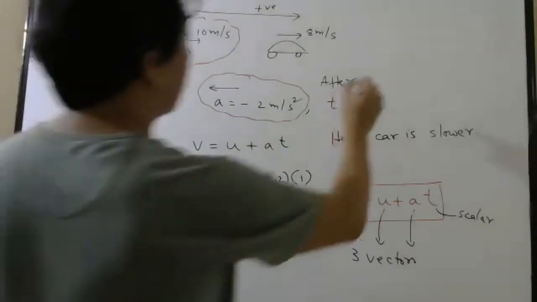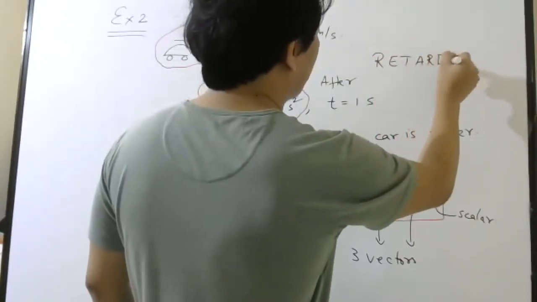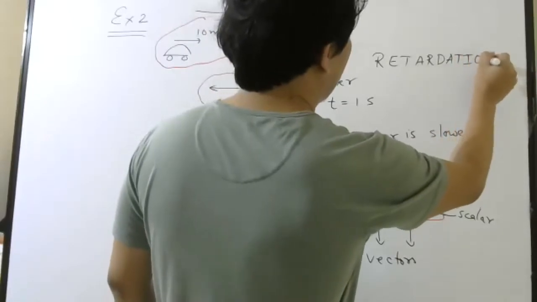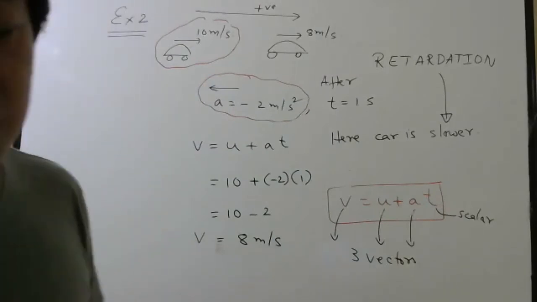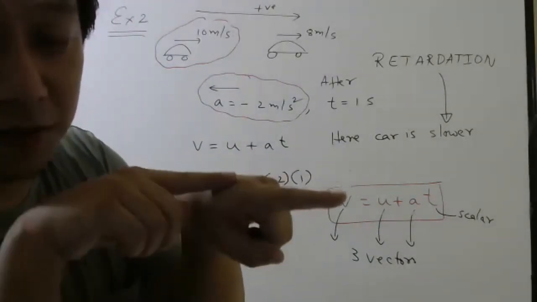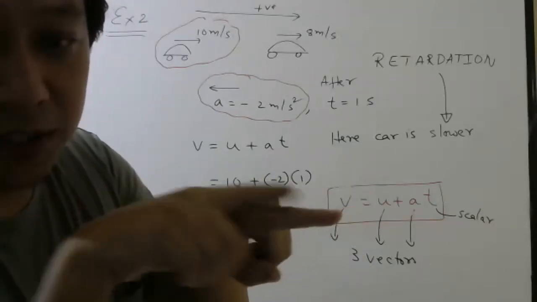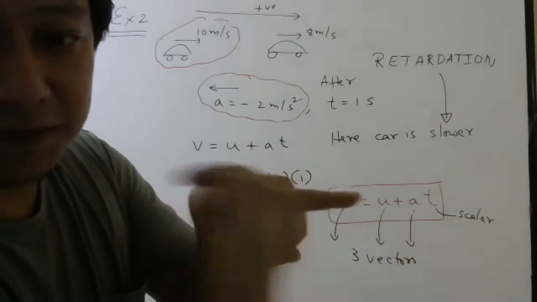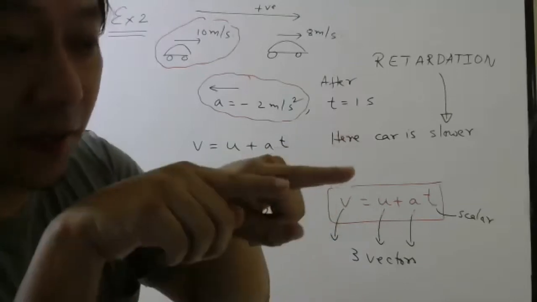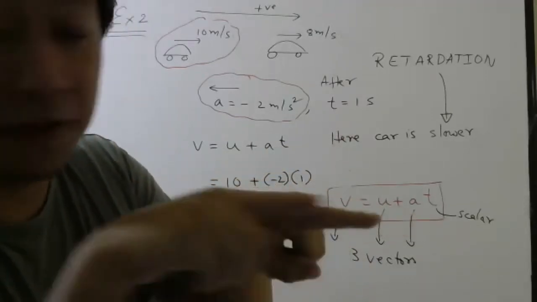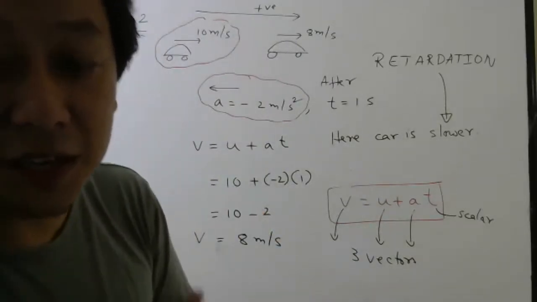Retardation spelling is r-e-t-a-r-d-a-t-i-o-n. Retardation means it is moving slower. That's it. It is moving, but it is moving slower. So if the car is moving this way, meaning velocity is this side, and acceleration is the other side, then the car will move slower. And if acceleration is in the same direction as velocity, then the car is moving faster.